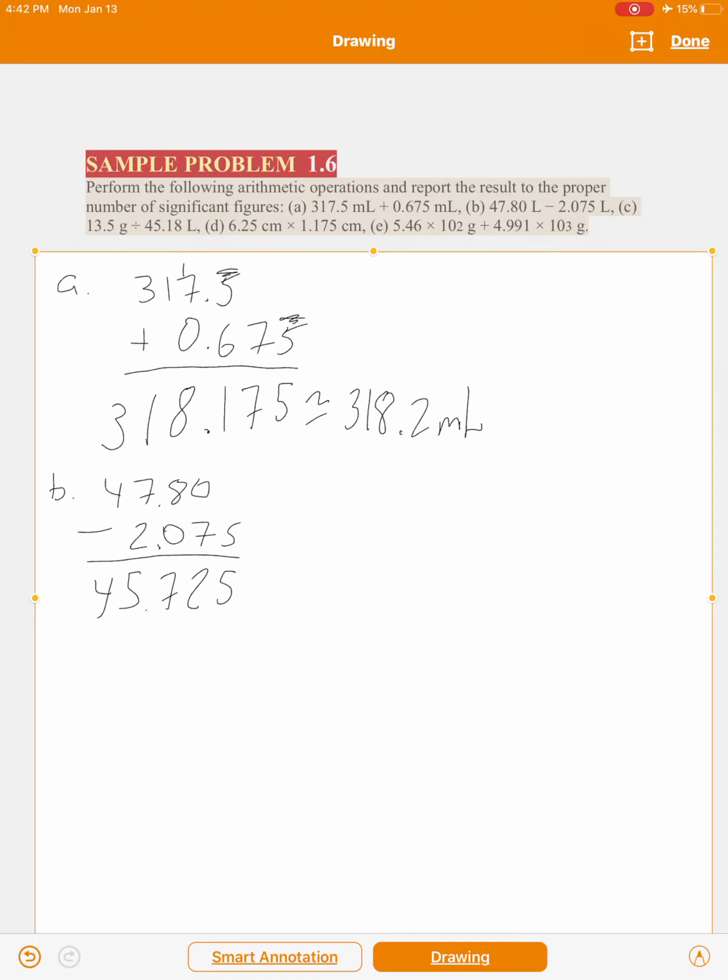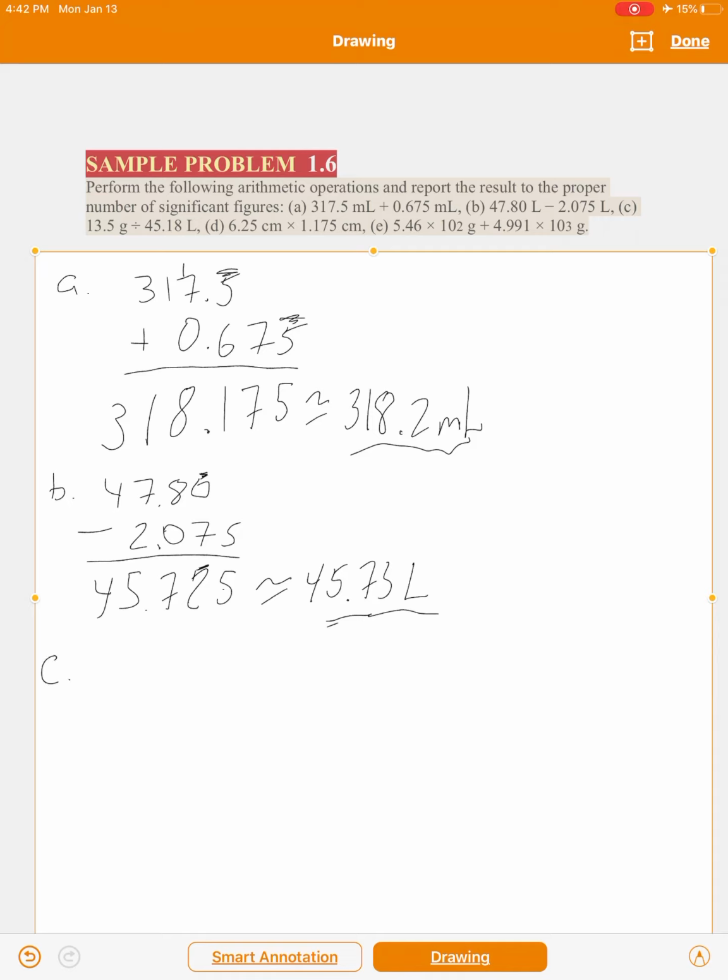Now, this first measurement, 47.80, only goes out to the hundredths place. So our answer can only go out to the hundredths place. The digit that follows it is a 5 or greater, so we round it up. So this becomes 45.73, and then this is in liters. Okay, there's our answer for that one. Let's move on into part C.